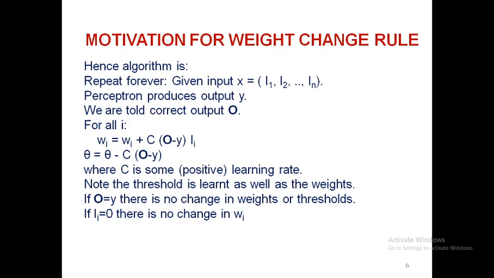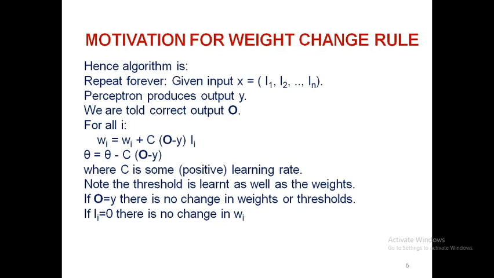See here, if you want to increase the weight, we have seen when y is equal to 1 and O is equal to 0, one case, you have to reduce the weights. If y is equal to 0 and O is equal to 1, in that case your weights need to be increased and the threshold value needs to be decreased. So based on that you have to choose that plus or minus sign in the equations for Wi and theta. If you need to increase the weight, we have to go for Wi plus C into (O minus y) into Ii.